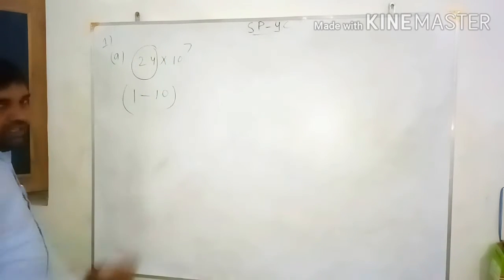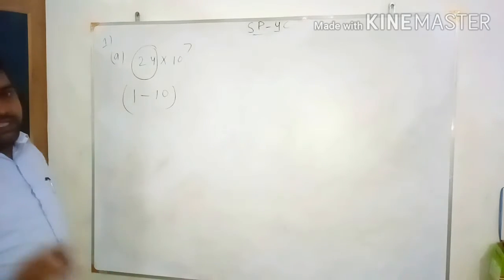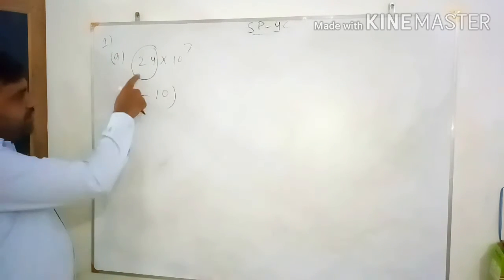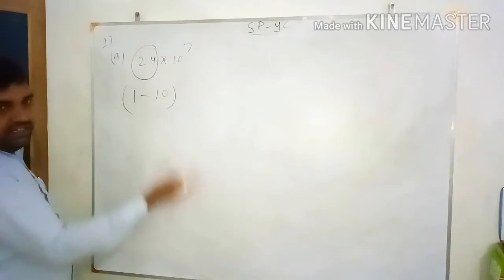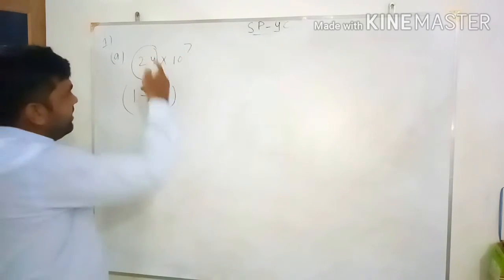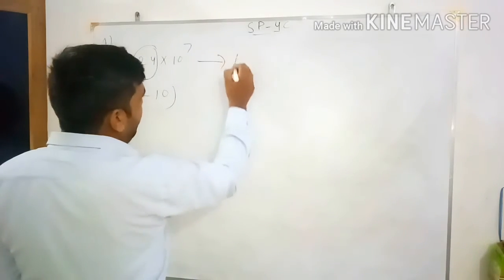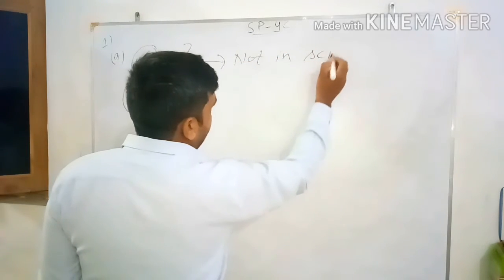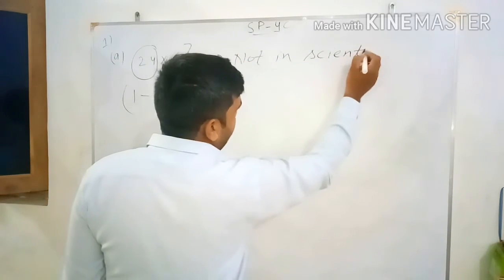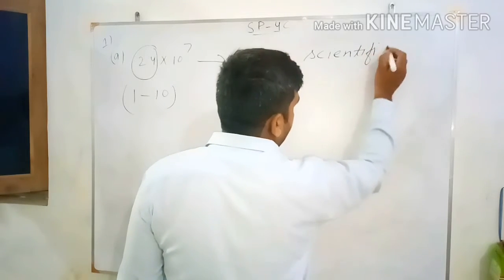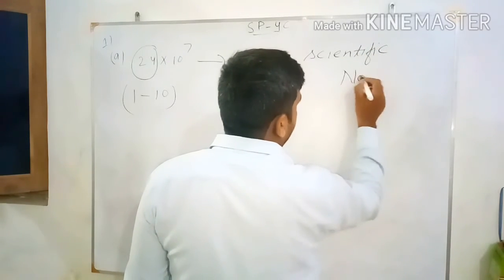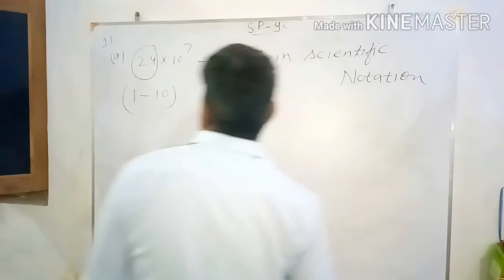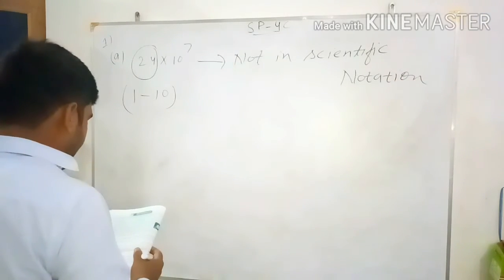In scientific notation, the number is expressed in two factors. The first factor should be between 1 and 10. Since 24 is greater than 10, that's why it is not in scientific notation. So that number A is not in scientific notation.